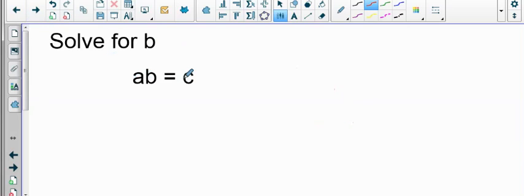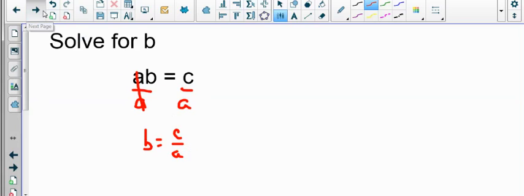This time we're going to work on multiplication. Well, how do you undo multiplication? You divide. So let's divide this. We're wanting to isolate the B, so the A needs to go away. If we divide A out of one side, we divide A out of both sides. These A's cancel, and you end up with B is equal to C divided by A.